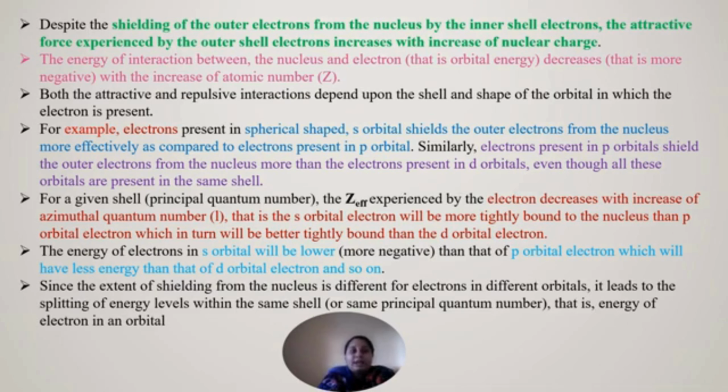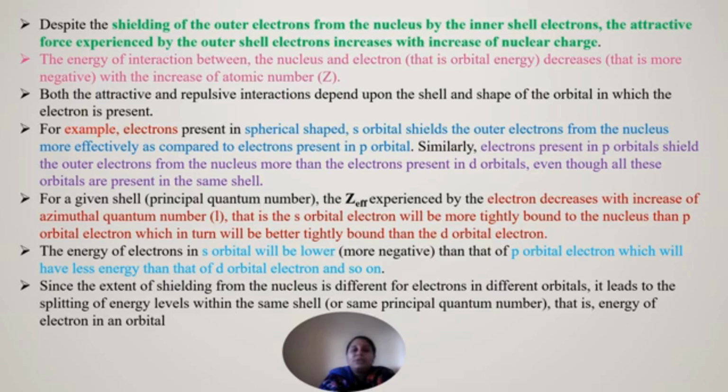So, for a given shell, the effective nuclear charge which is experienced by the electron decreases with the increase of the azimuthal quantum number. That is, the s orbital electron will be bound more tightly to the nucleus than the p orbital electron, and the p orbital electron will be more tightly bound than the d orbital electron. The energy of the s orbital will be lower. It is more negative than that of the p orbital, which has less energy than that of the d orbital.